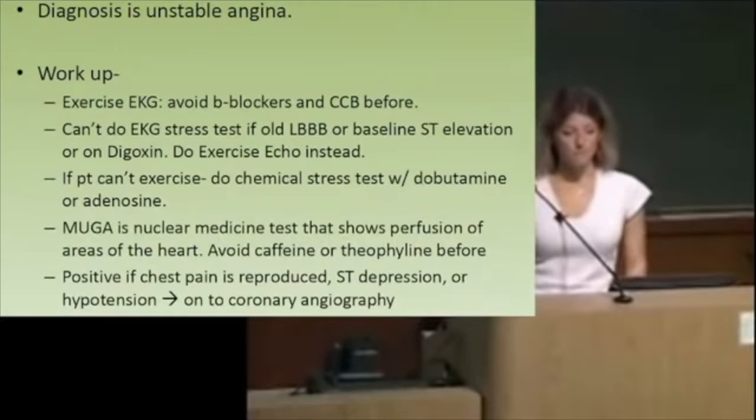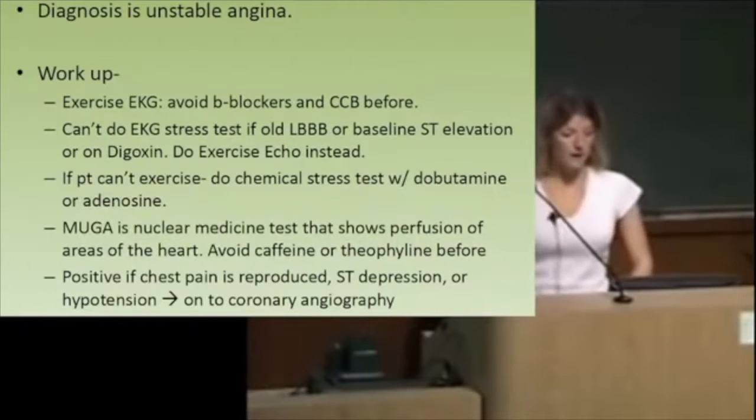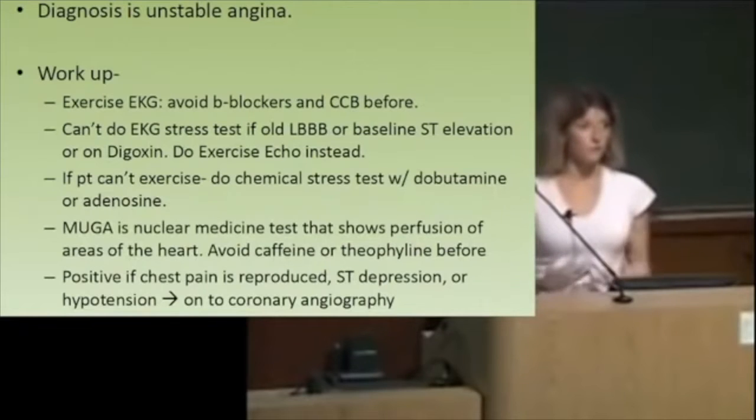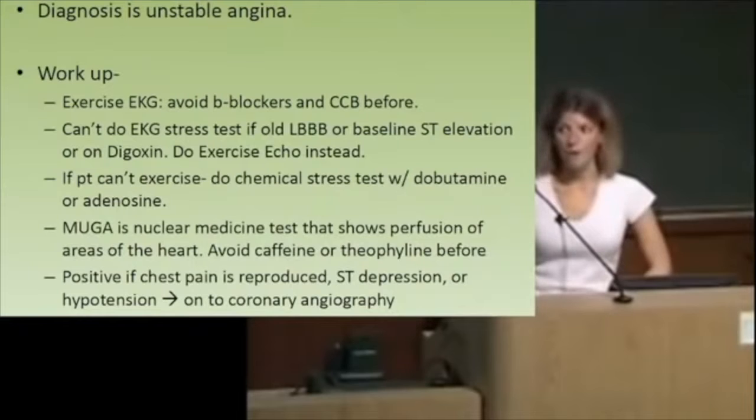So dobutamine or adenosine are the chemicals we use there. And then MUGA, you may have seen this ordered or heard about it. It's a nuclear medicine test that can show the actual perfusion to the heart, so you can see very clearly if there's any area of blockage that's leading to ischemia.